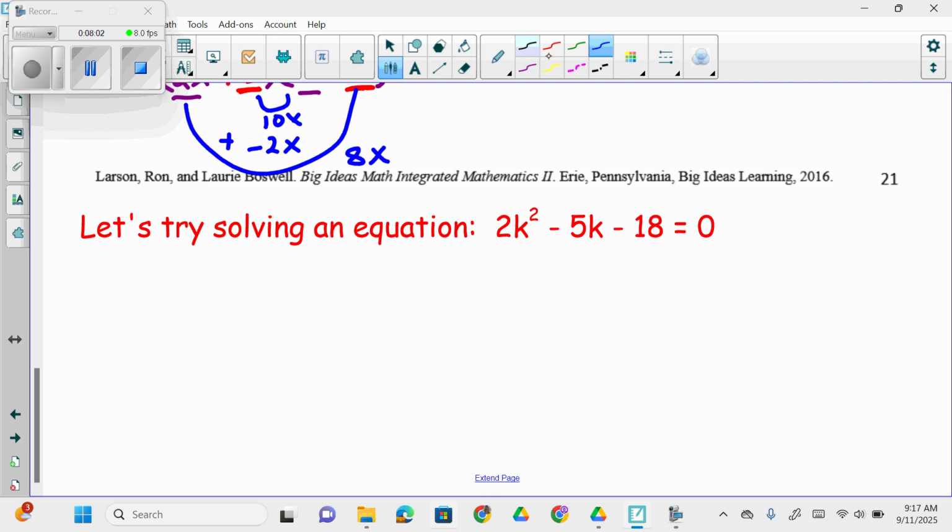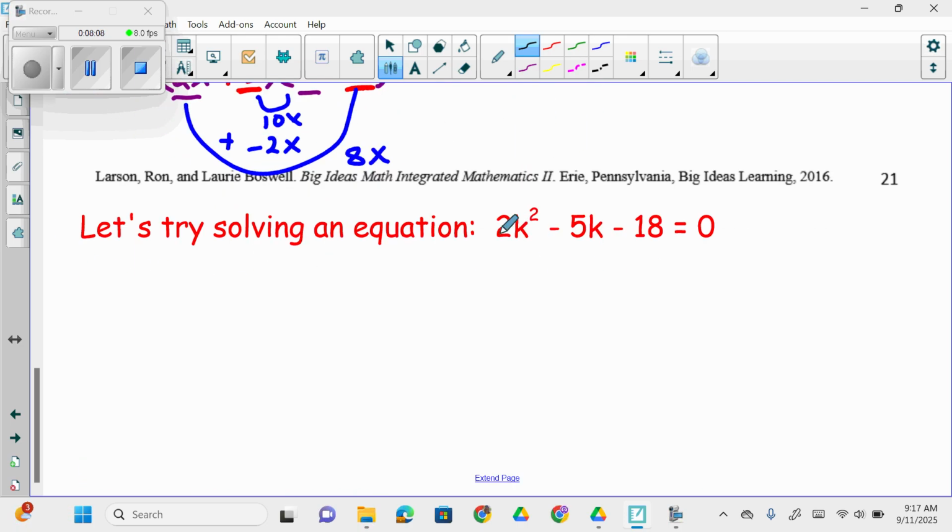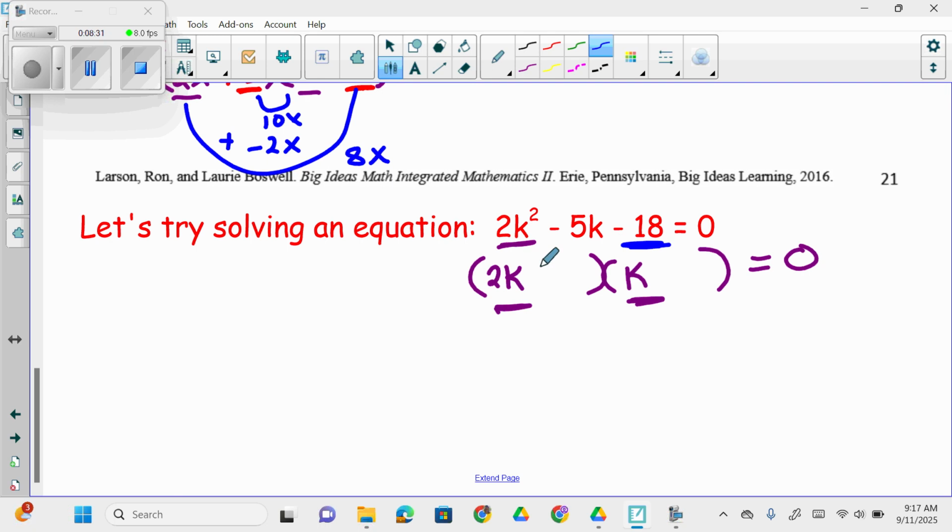All right, we're going to try a problem now, and the only difference with this problem and the ones we did before, the ones up above did not have an equal sign, and this one does have an equal sign. We're going to start the same way. We're going to do 2 sets of parentheses. So the first term times the first term has to be 2k squared. Now the last term is negative 18. The negative tells me my signs should be different. And 18 could be 1 times 18, it could be 2 times 9, or it could be 3 times 6. Again, it's just a guess.